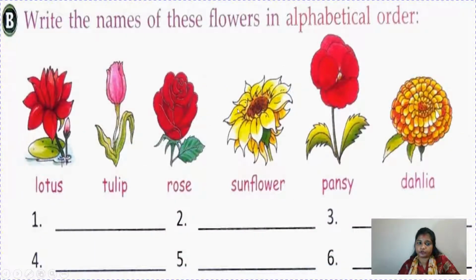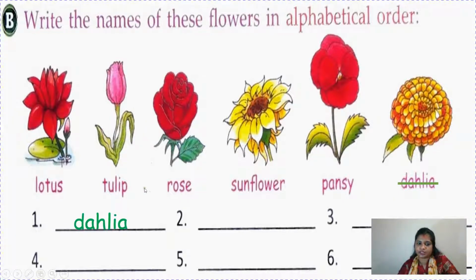So what you have to do here? Write the names of these flowers in an alphabetical order, children. Okay, like lotus, tulip, rose, sunflower, pansy and dahlia. So check the first letter, L, T, R, S, P and D. So which letter comes first? D. So dahlia. Let us cut dahlia.